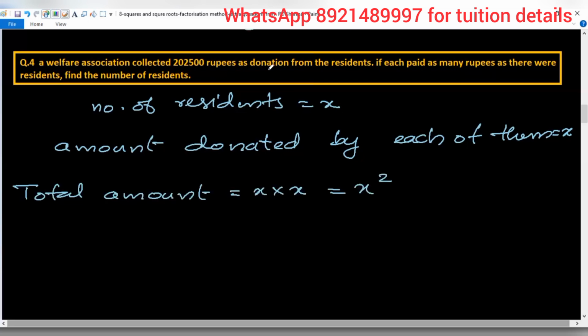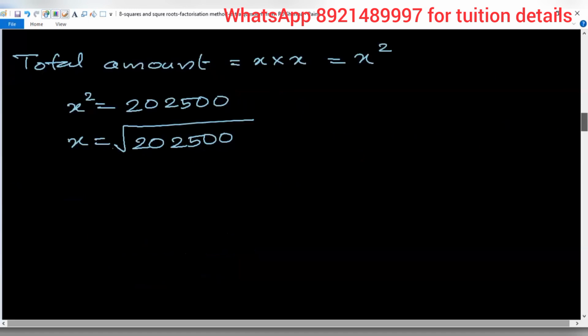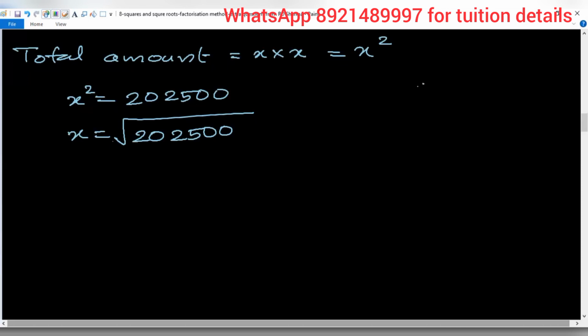And that value is given as 202500. So what we have is X square equal to 202500. The question is to find the number of residents. That means we have to find X. In order to get X, we have to take the square root. We can do this in any method which we know, but as this video is based on factorization, we will follow the factorization method. We will factorize 202500 first.